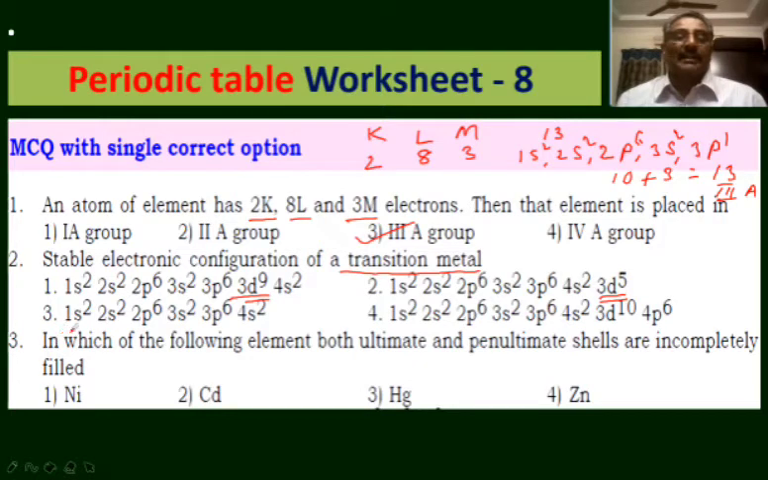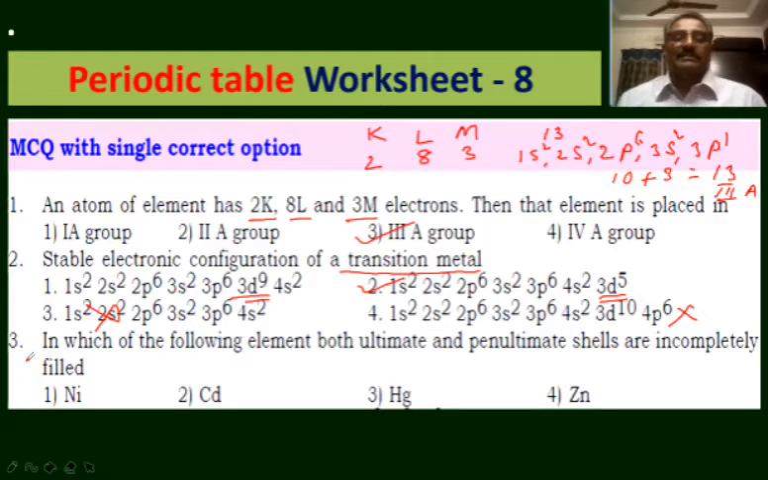Let us see the third option. 1s2, 2s2, 2p6, 3s2, 3p6, 4s2. This is not a transition element. And the fourth one, 1s2, 2s2, 2p6, 3s2, 3p6, 4s2, 3d10, 4p6. This is an inert gas. This is also not a transition element. So the first two are the electronic configurations of transition elements. In this, the second electronic configuration gives more stability to the atom. So the second option is the right option.